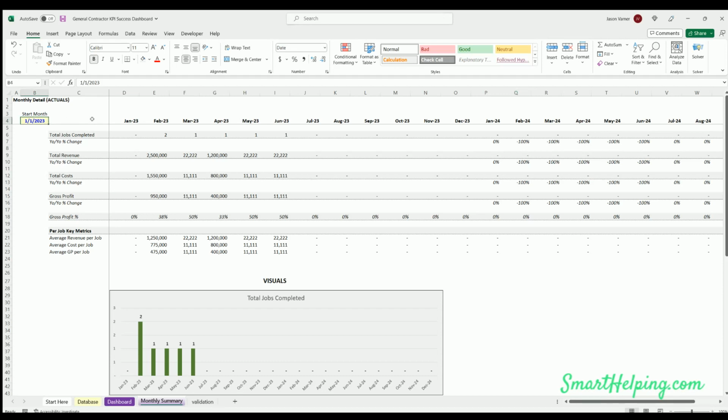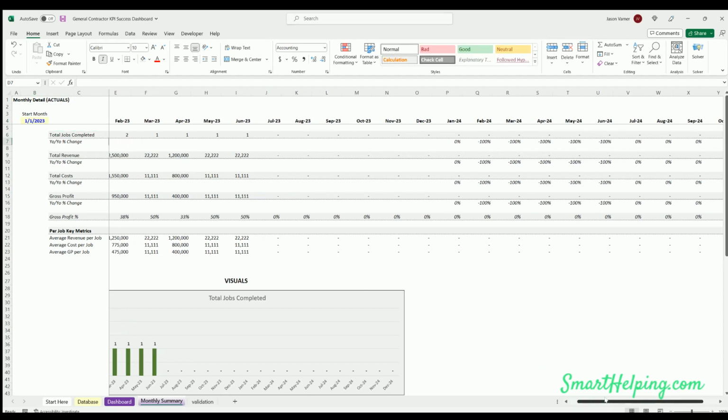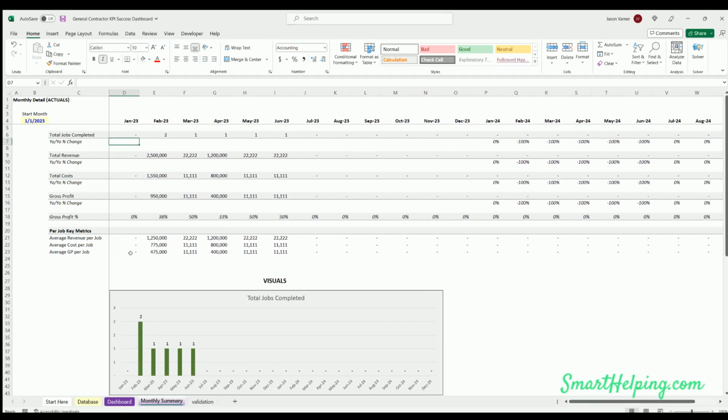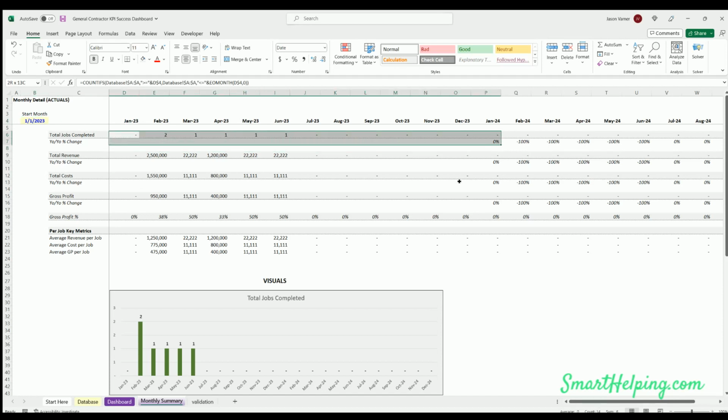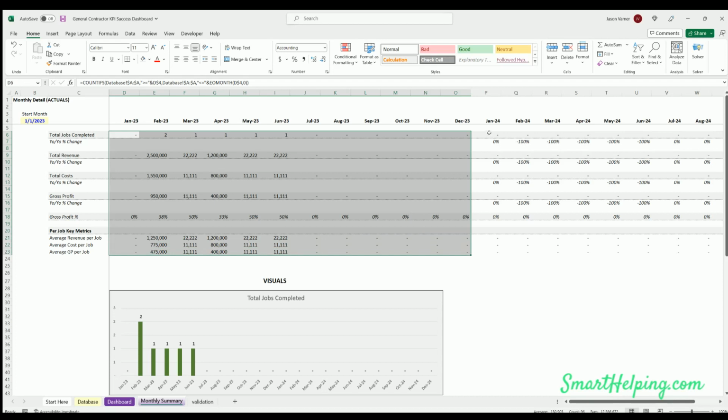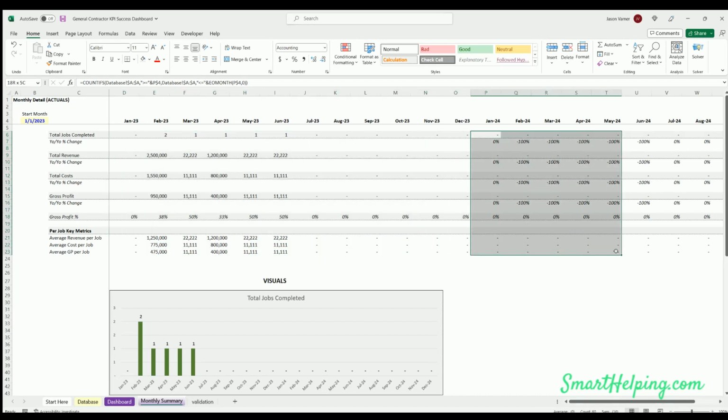Simply enter a start month and it'll show you on a high level across all jobs how many jobs were completed. What was your year-over-year percentage change? It shows 24 months. I figured that was a good point because you can look at how you're doing year over year. If you want to see the last year and then the current year, you would put the start month of last year and you can see that data in the first 12 months. And then the next 12 months, you can see how you're varying from that.